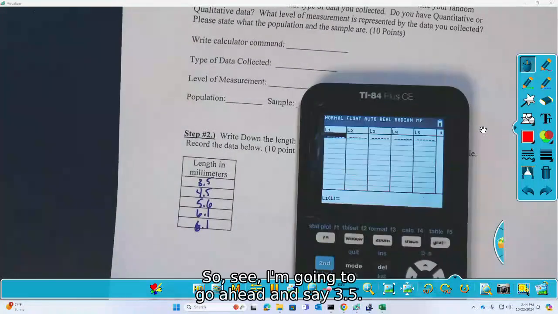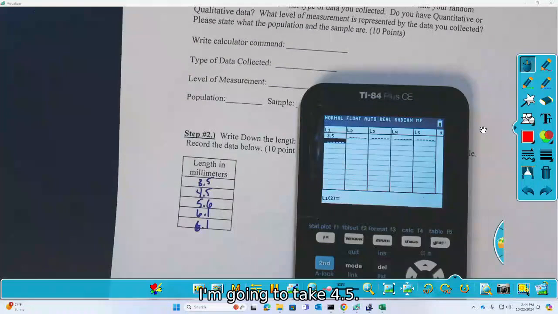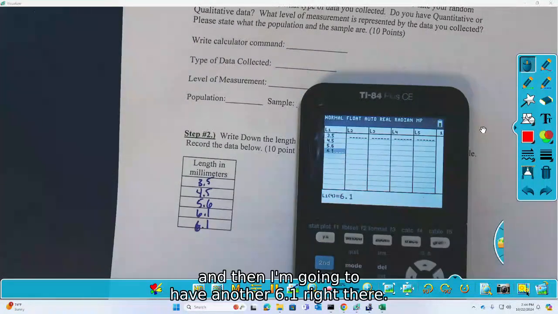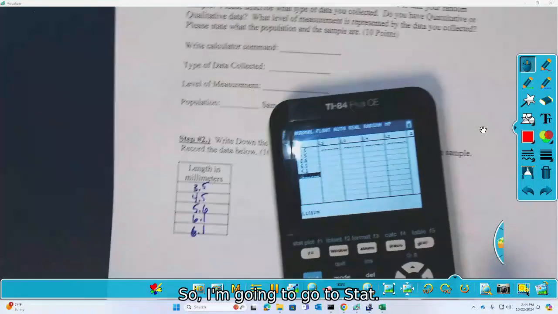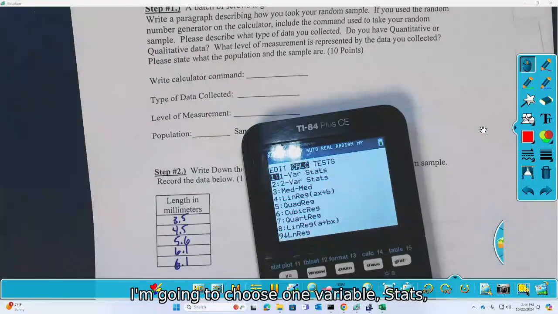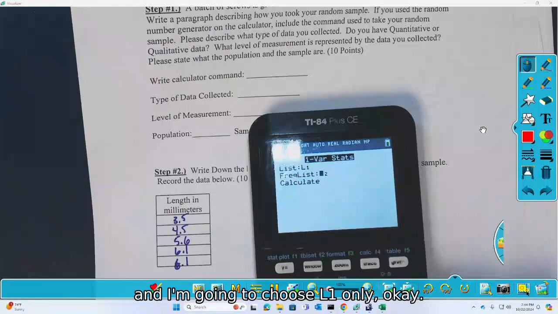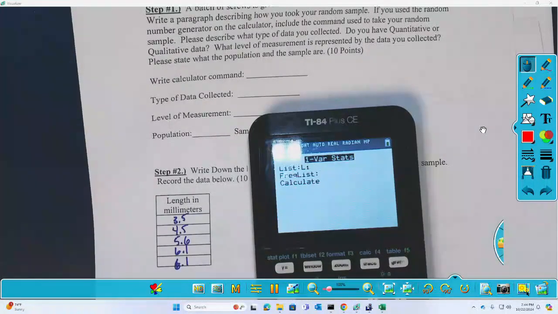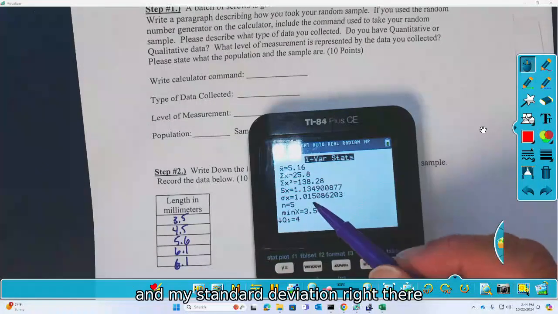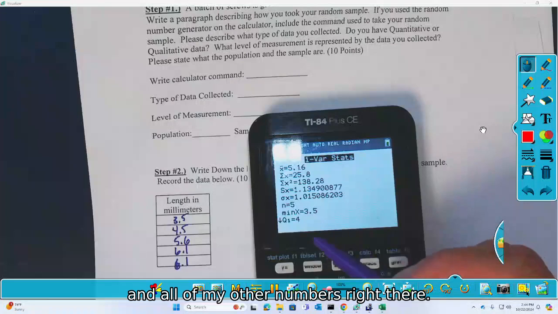So I'm going to say 3.5. I'm going to take 4.5. I'm going to say 5.6. I'm going to have 6.1, and then I'm going to have another 6.1 right there. So I have those numbers. So I'm going to go to Stat, I'm going to go out to Calc. I'm going to choose one variable stats, and I'm going to choose L1 only. Okay, so I'm going to hit the Calculate button, and I'm going to get my mean and my standard deviation right there, and all of my other numbers right there.